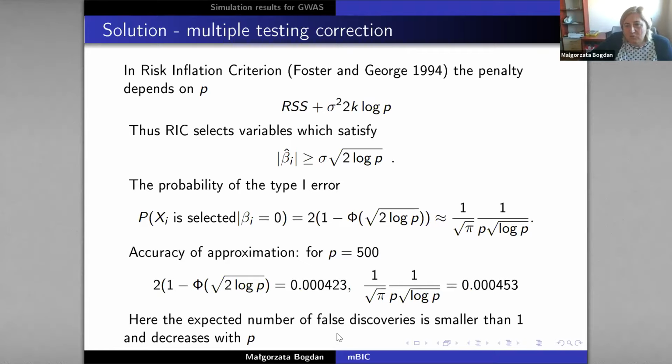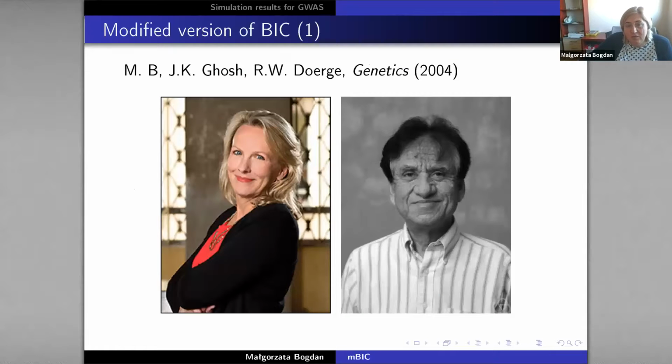And now a few words about what I did. This is research which I did with two people. You can see now Jayanta Ghosh. Jayanta Ghosh was a professor at Purdue University when I was there. He unfortunately passed away 2 years ago. He was a very famous professor, and he made very important contributions to statistics.